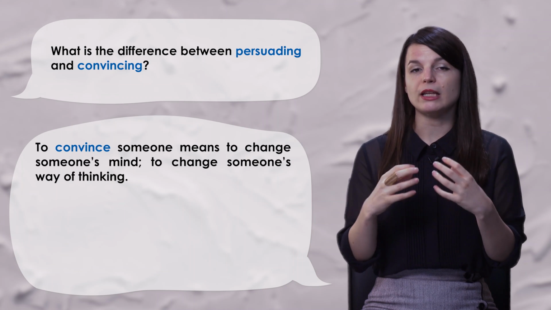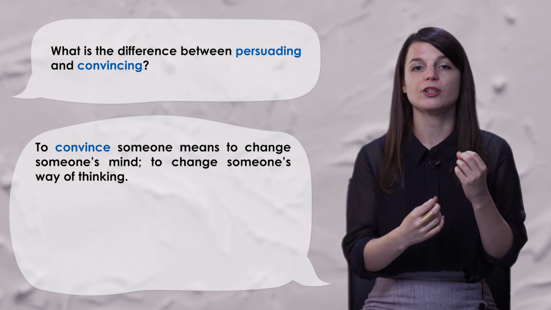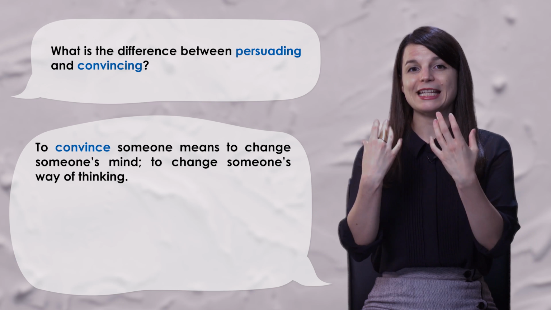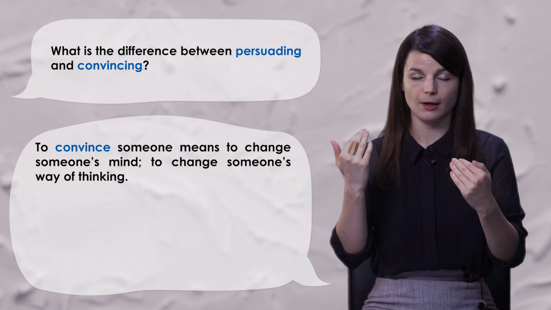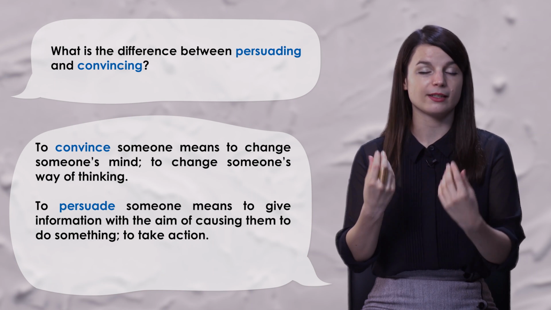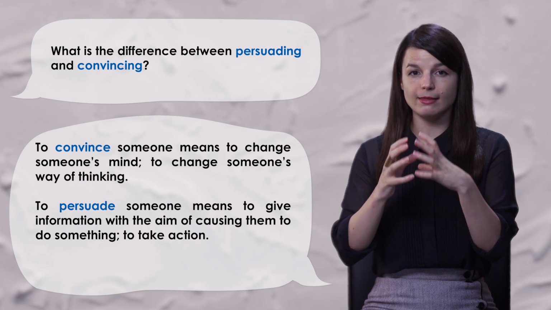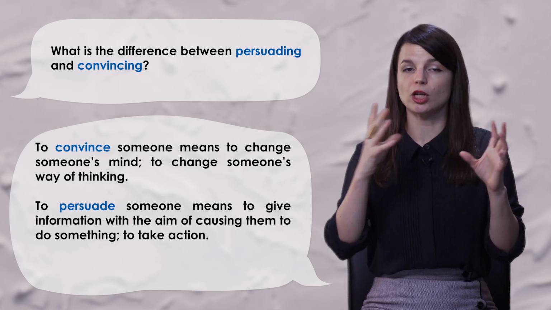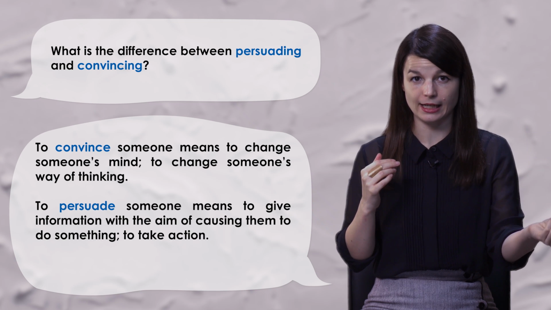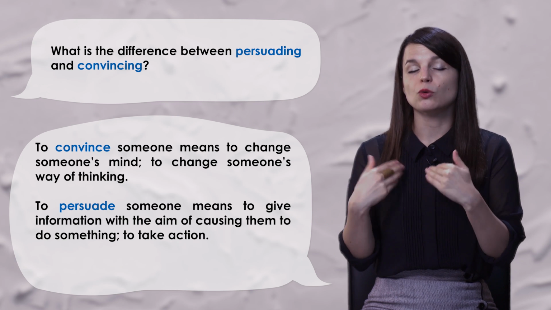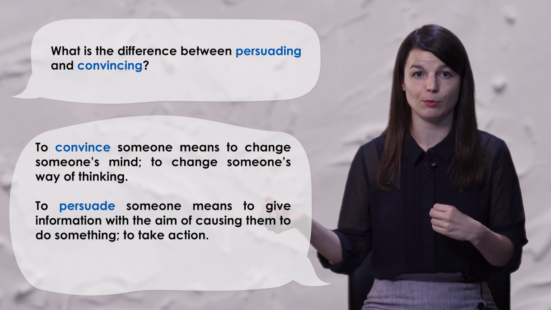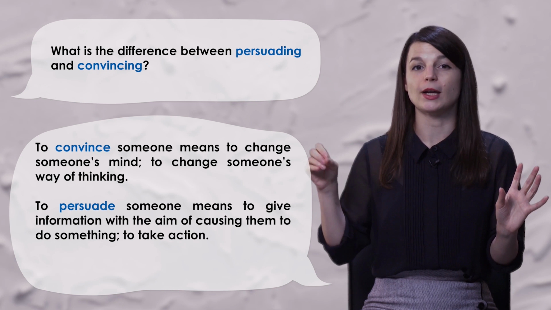To convince someone means to change someone's mind, to change someone's way of thinking. So it refers to giving someone information with the intent of changing the way that they think. To persuade, however, is giving someone information or telling someone something with the aim of causing them to take an action. So to convince is referring to someone's thinking, to convince someone of an idea. To persuade someone is to cause them to take an action, like to persuade someone to give you money, for example. So convince, ideas, persuade, actions.